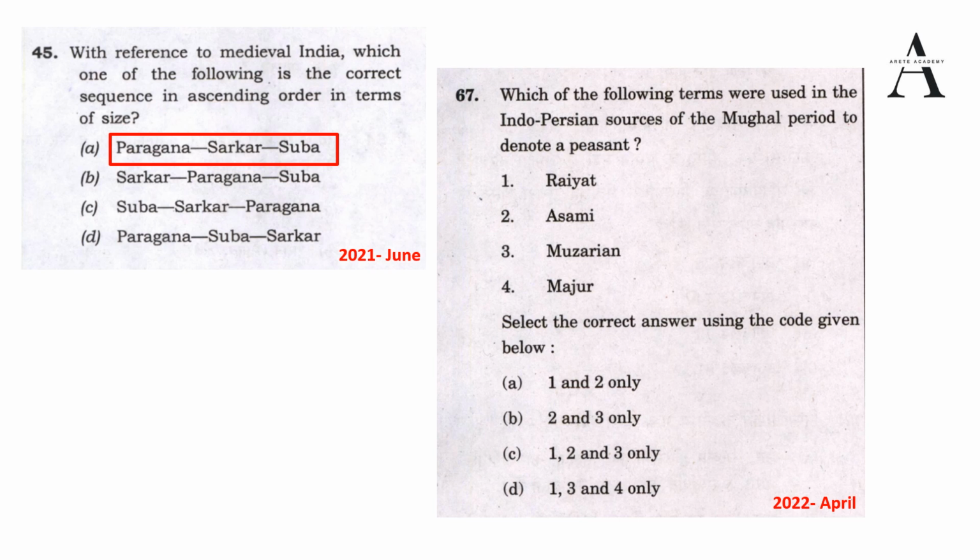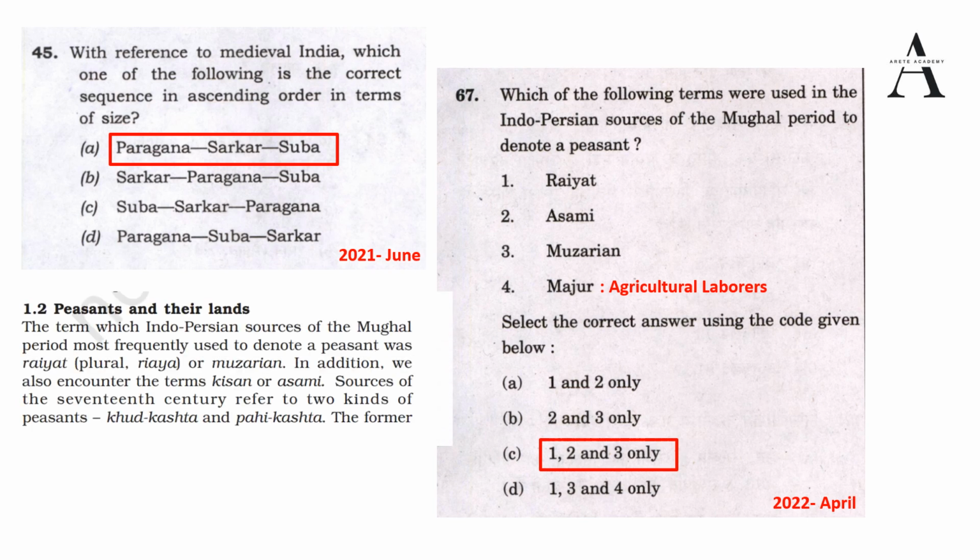And another question: Indo-Persian sources of the Mughal period use which terms to denote a peasant? Raiyat, Asami, Muzarian, Majur. Majur, we know, refers to agricultural laborers. So the answer is 1, 2, 3: Raiyat, Asami, Muzarian or Kisan. They were also known as Kisan. These questions have been asked by UPSC and they have been taken directly from NCERT.